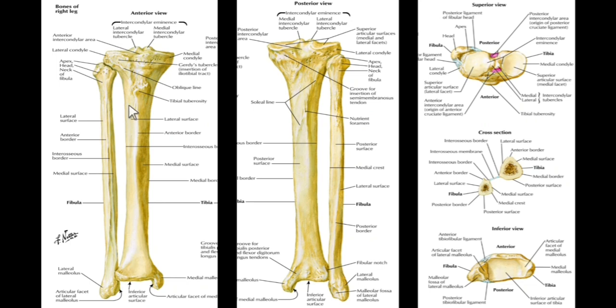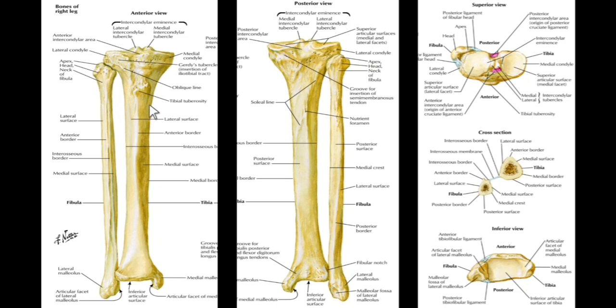Now let's discuss the shaft. The shaft of the tibia is somewhat thickened and prismoid in shape. It has three borders: anterior border, medial border, and interosseous border. Interosseous means in between two bones. The interosseous membrane also originates from here. So this border is the interosseous border or lateral border. The three surfaces are the lateral surface, medial surface, and posterior surface.